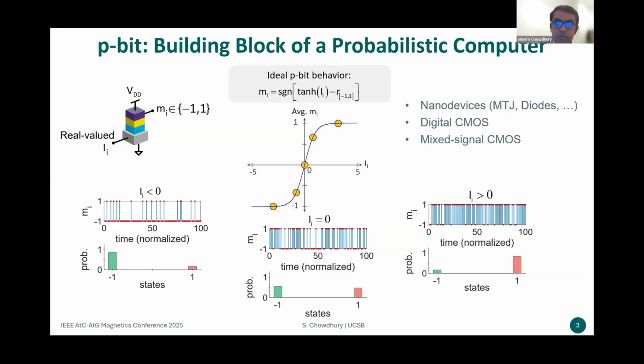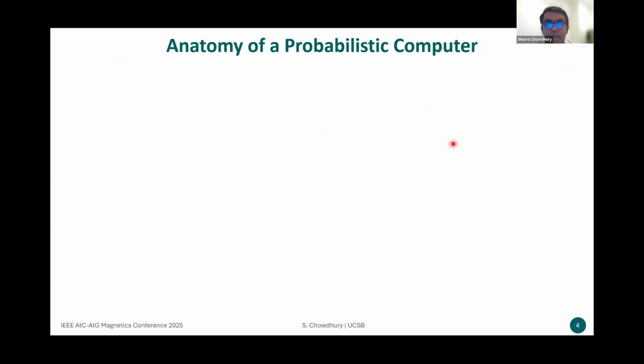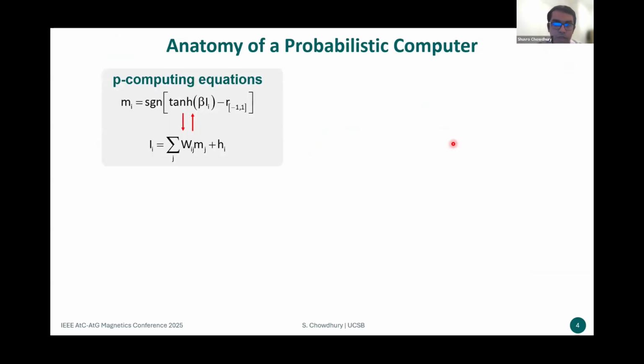Now, let's talk about the anatomy of a probabilistic computer, like how a probabilistic computer works. In order to solve any important problem, you cannot just do it with one p-bit. So you actually need many p-bits.